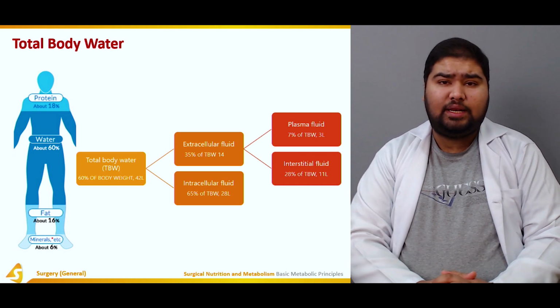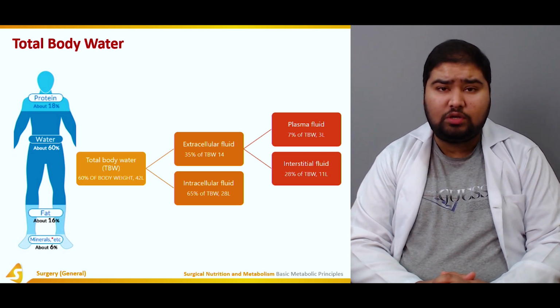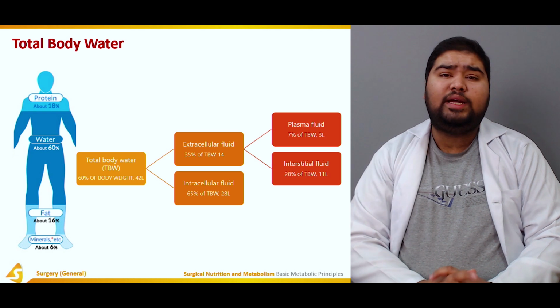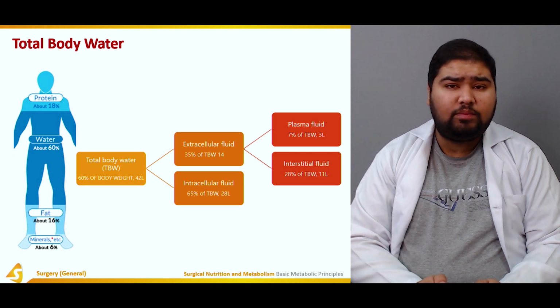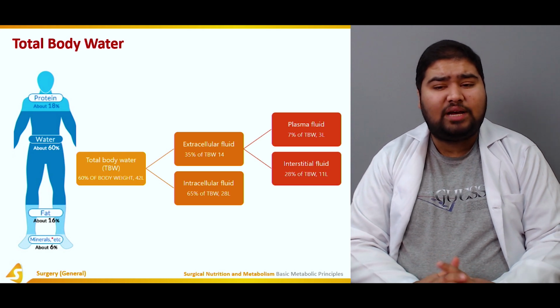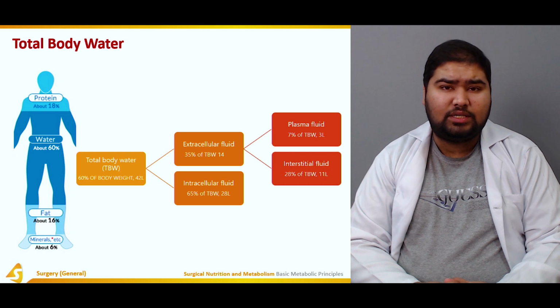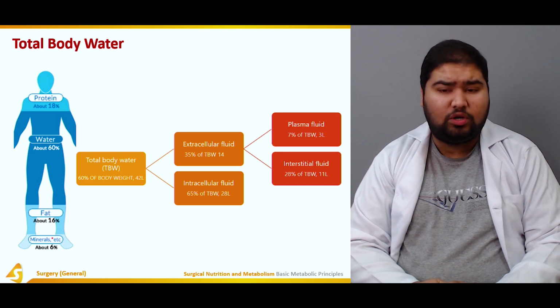Now this intracellular fluid comprises about 65% of the total body water. So it is the larger component of the body water, and this 65% comes out to be about 28 liters of the 42 liters of the total body water.